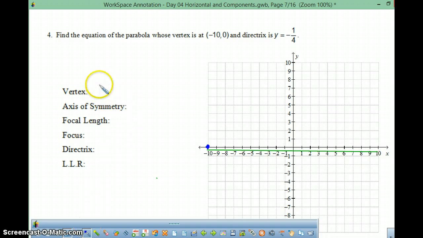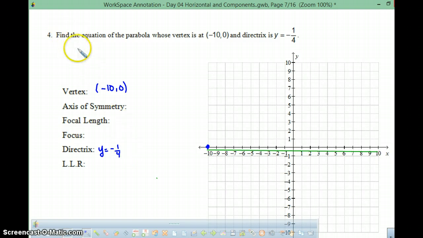Okay, so let's fill in what we know here. We know that this is -10, 0. We know the directrix is y equals -1/4, right? We know that since it's a vertical parabola, it's going to be of this form, y equals a times (x minus h) squared plus k.